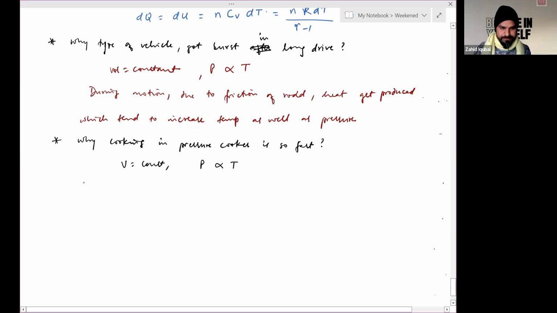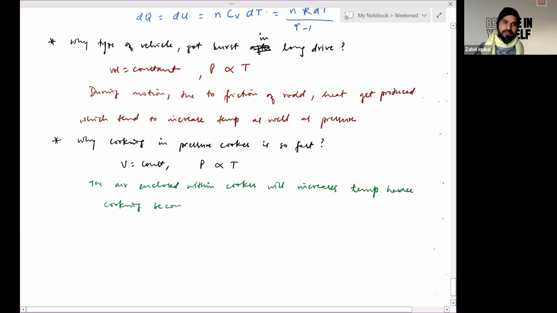In this part, you'll write: at constant volume, the air enclosed within the cooker will increase temperature, hence cooking becomes fast.